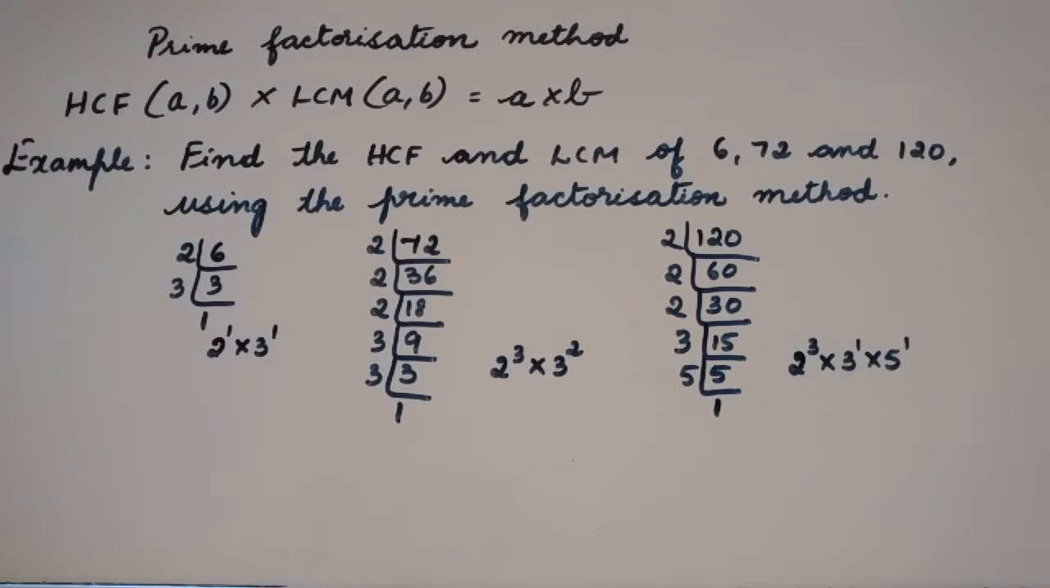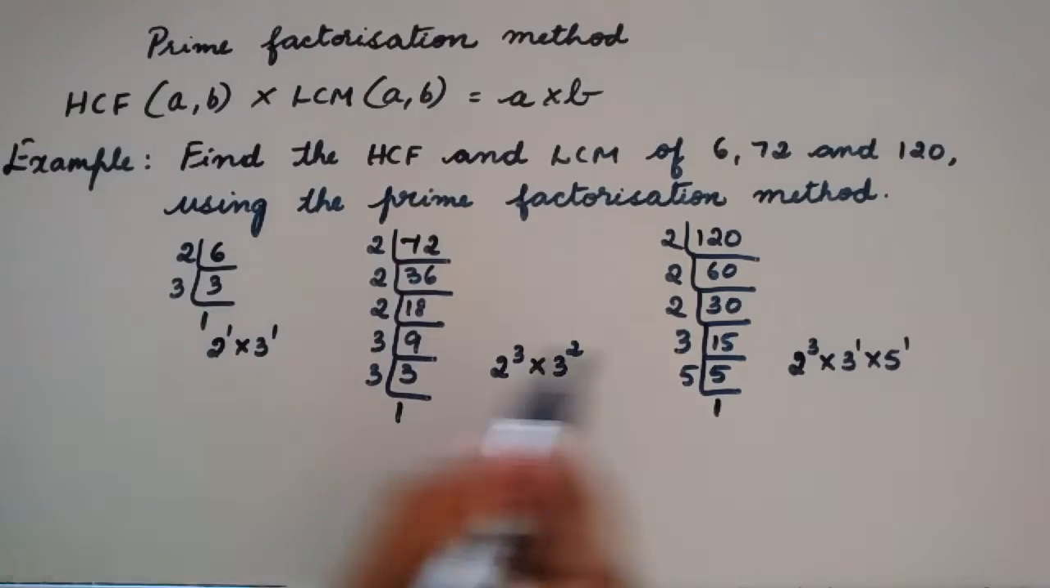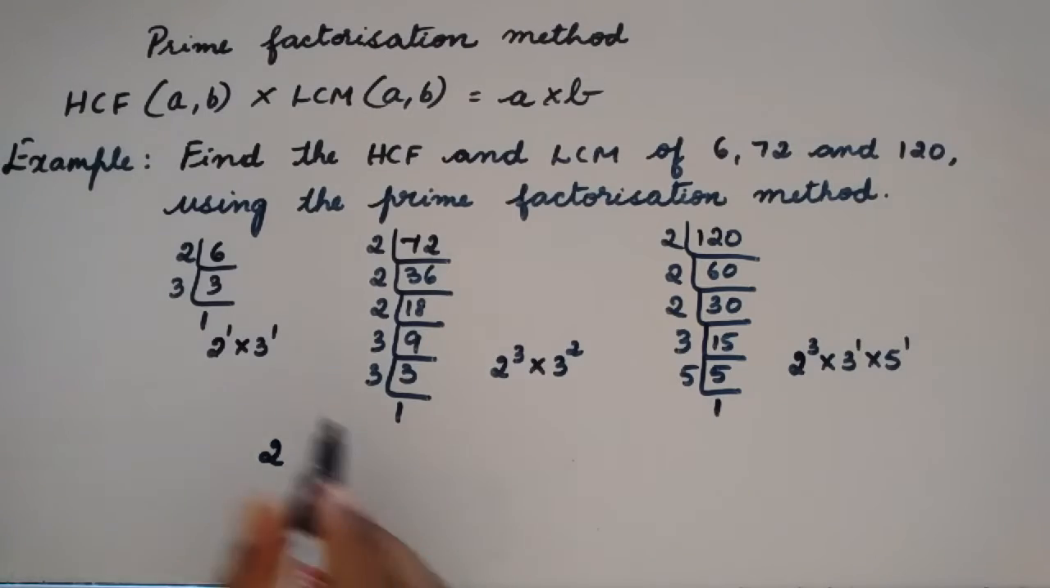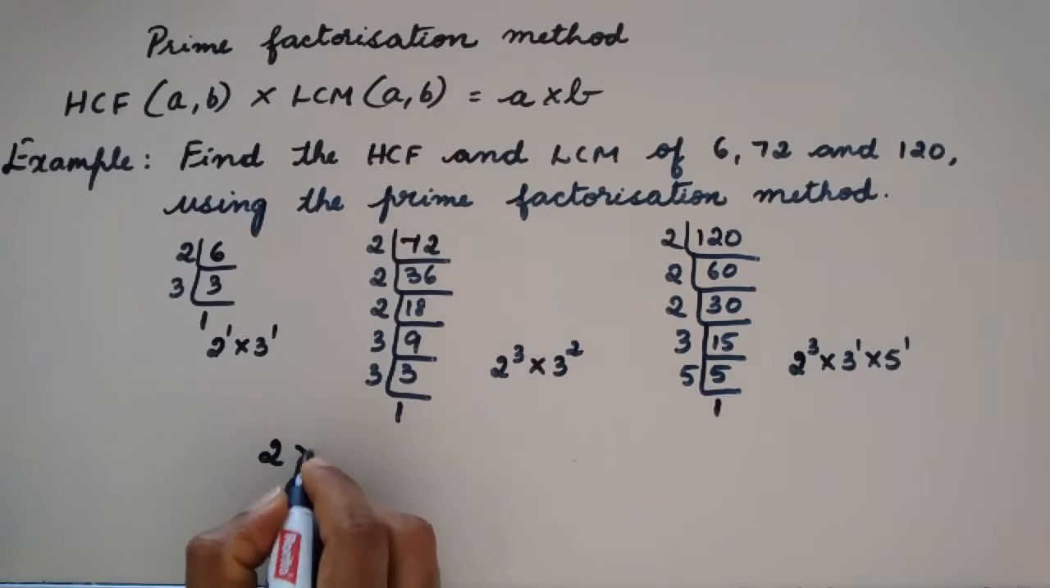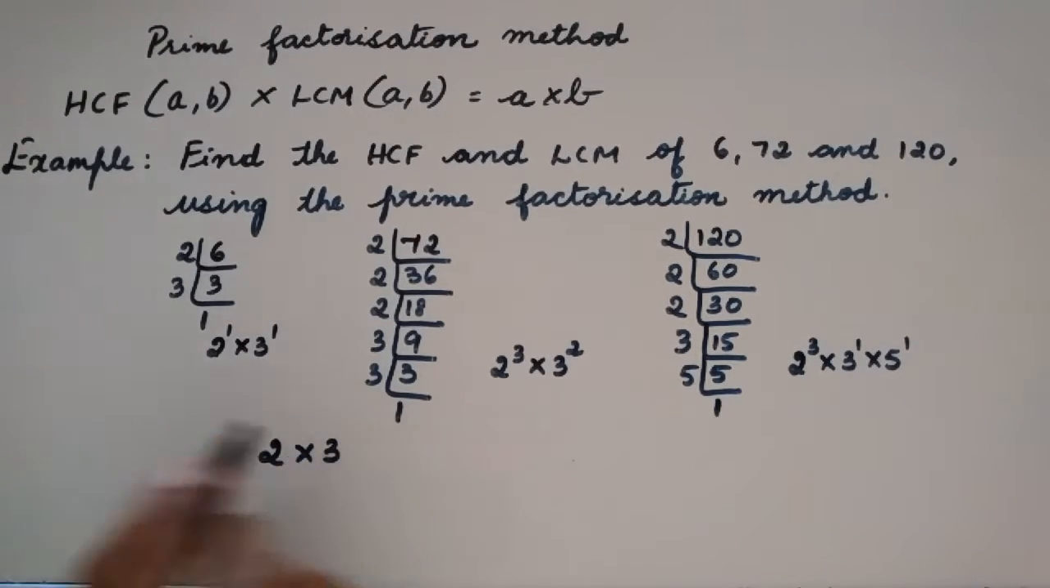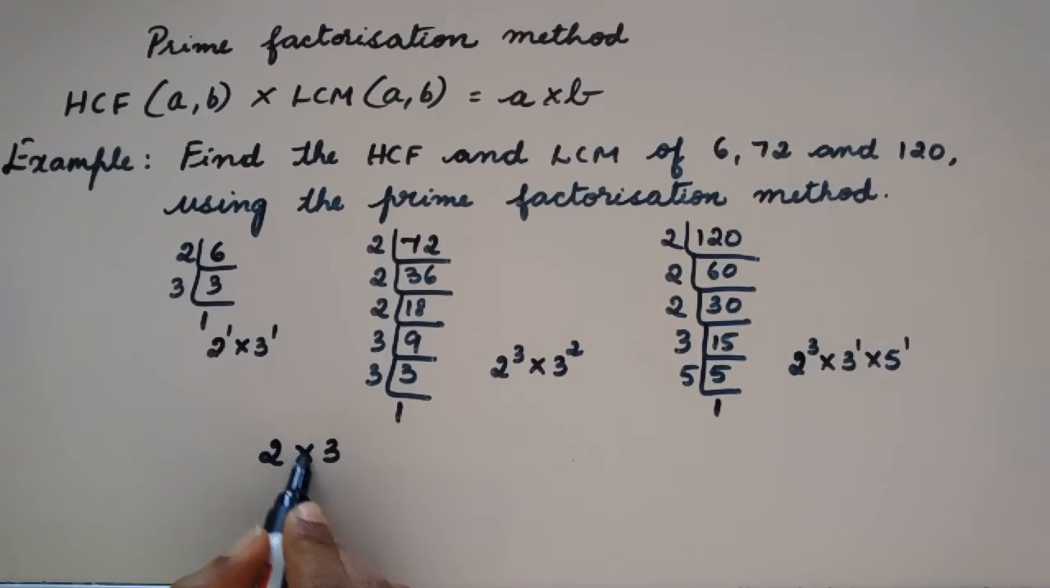Now let us find the HCF. So what is HCF? Product of smallest power of common prime factor. So which is the common prime factor in all these prime products, that is of 672 and 120? One common prime factor is 2, isn't it? And then next we have 3. Now we have two common prime factors here, so 2 and 3. So we have to multiply.